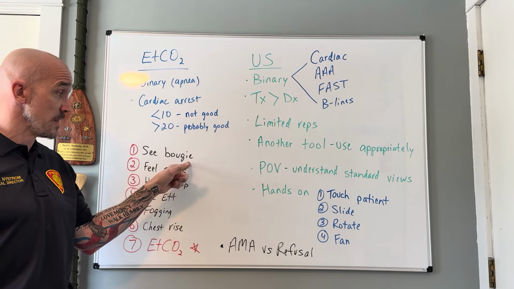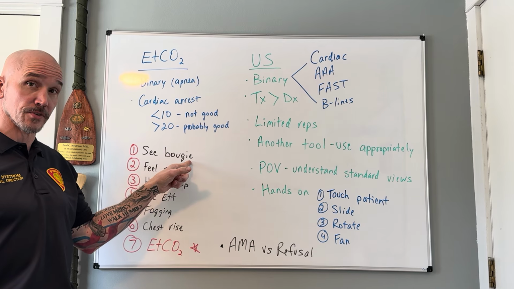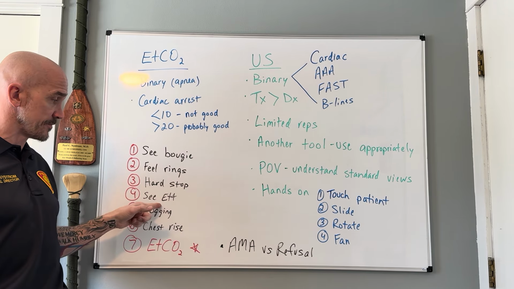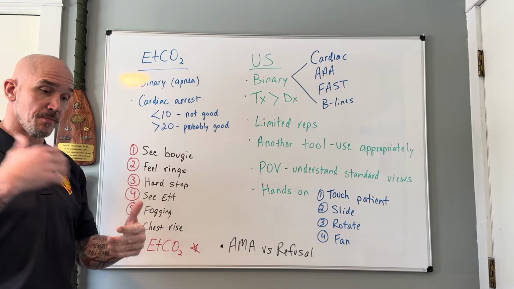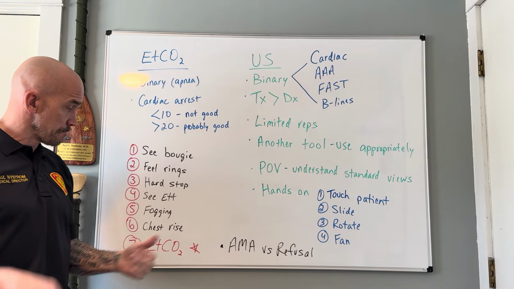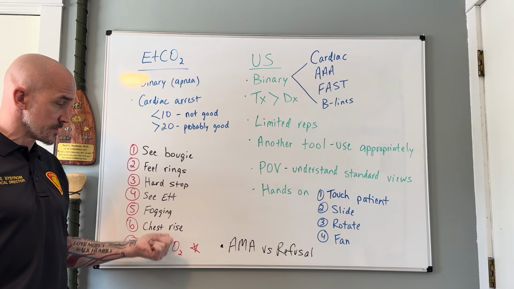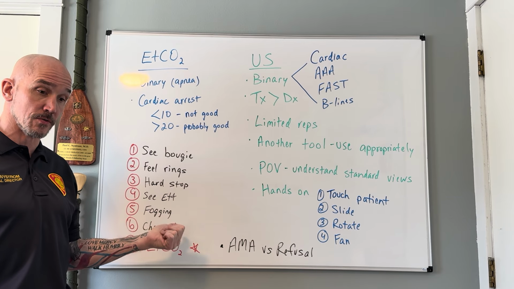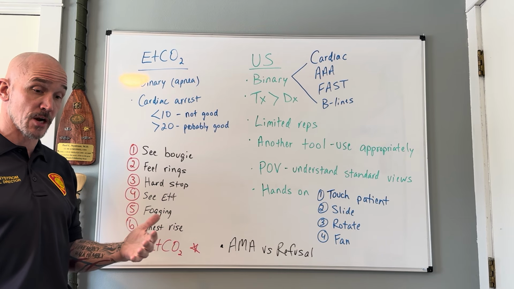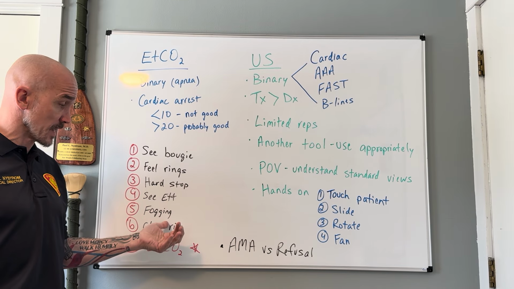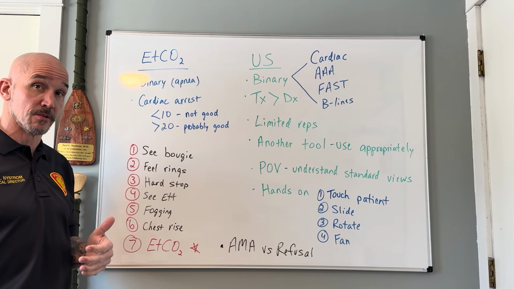You saw the bougie, but that's just a placeholder, right? The tube is the thing that matters. So after you see the tube go through the cords, then you pull the blade out, pull your bougie. Now you're going to look for fogging and chest rise. Again, in studies, those don't definitively determine that you're in the airway, but they are helpful in real time in coordination with everything else that we're doing, right?